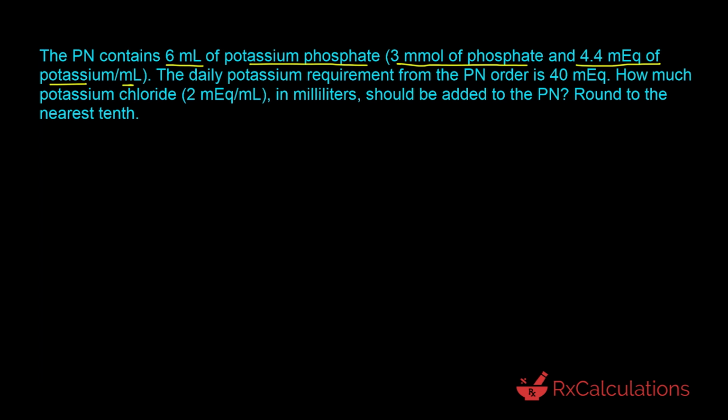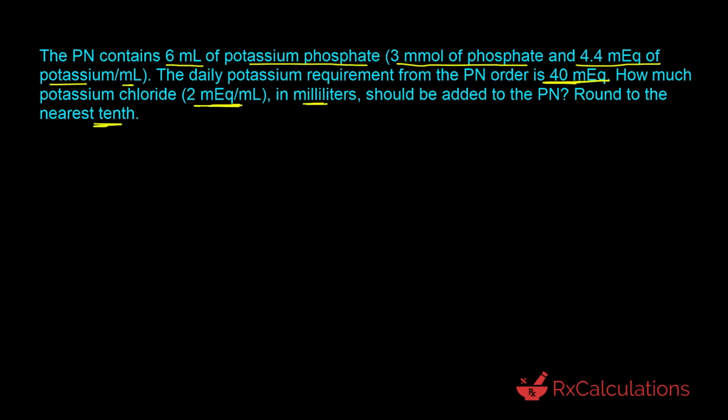So here it says the daily potassium requirement from the TPN order is 40 milliequivalents. How much potassium chloride with a concentration of 2 MEq per mL, in milliliters, should be added to the PN? Round to the nearest tenth. So what I try to do is basically highlight or underline all the information I think is important. Everything else is words, right?